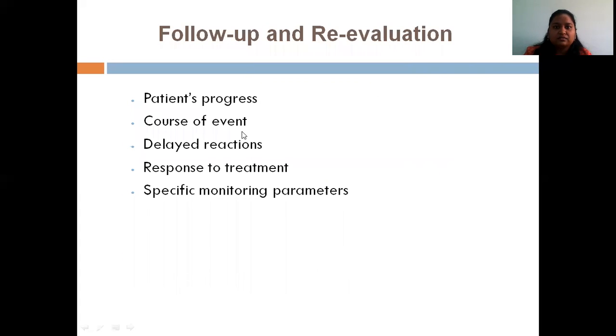Lastly is the follow-up and re-evaluation. In the re-evaluation and follow-up, we will see the patient's progress. What is the course of the event? What are the delayed reactions caused by the drug, or the response to the treatment?